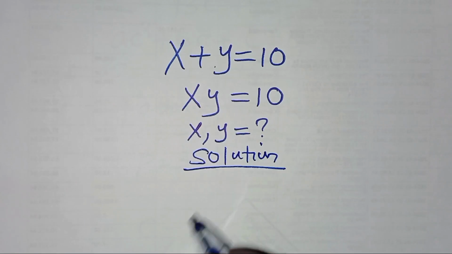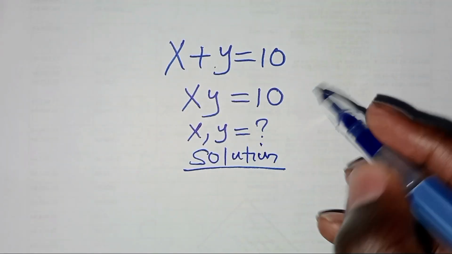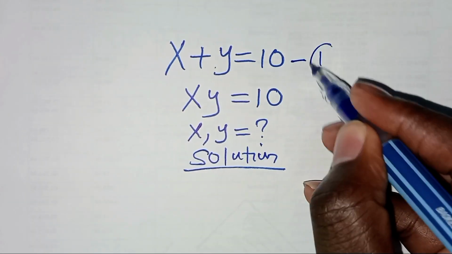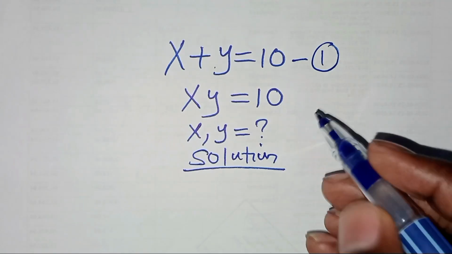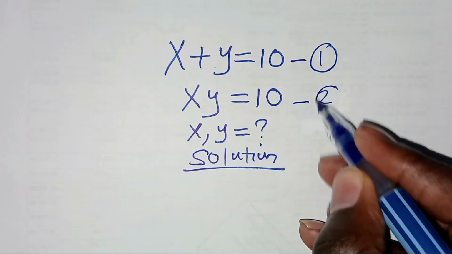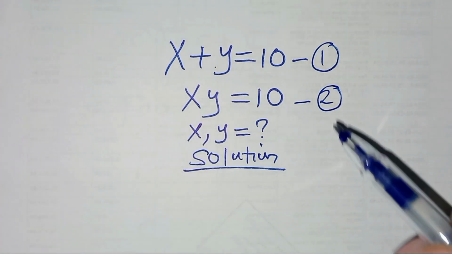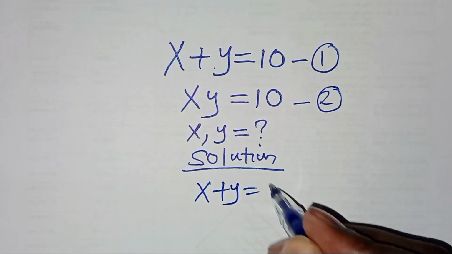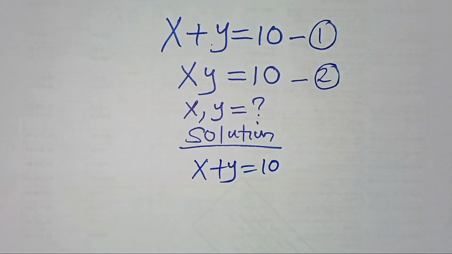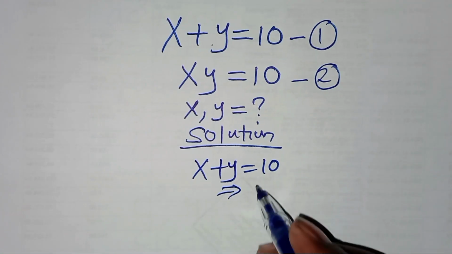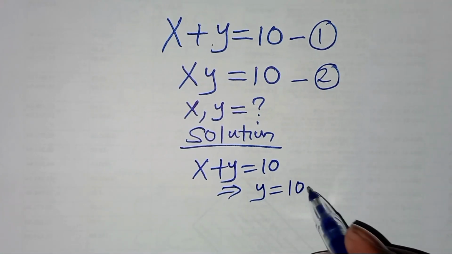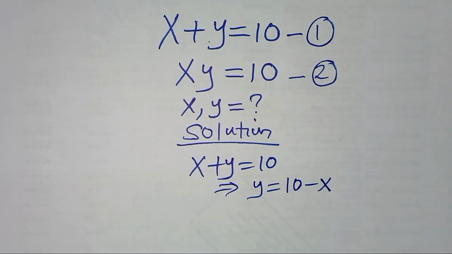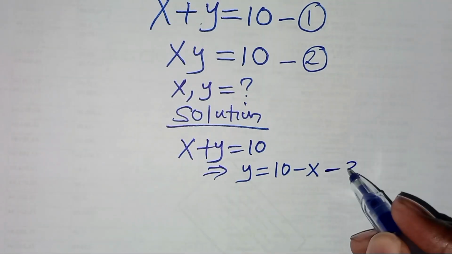Now, we have that x plus y is equal to 10. Let's call this equation 1. And x times y is equal to 10. Let's call this equation 2. Now, from equation 1, which is x plus y is equal to 10, let's make y the subject of the formula, so that y is equal to 10 minus x, and call this equation 3.